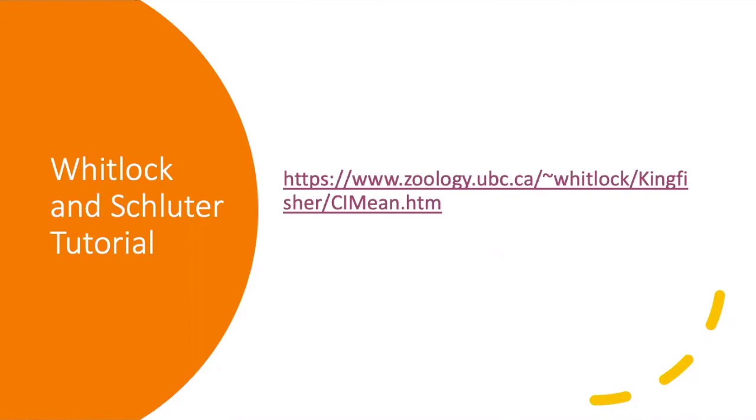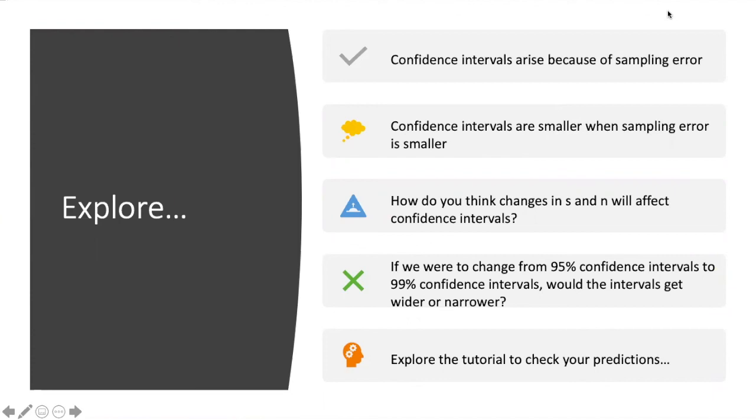So we've talked a bit about how confidence intervals are based on the principle of sampling error, and that confidence intervals are smaller when sampling error is smaller. So what I'd like you to do at the end of this video is to think about how changes in the sample standard deviation and the sample size will affect the width of our confidence intervals. So what I'd encourage you to do is to take some time exploring that tutorial to test some of your predictions based on the questions above.